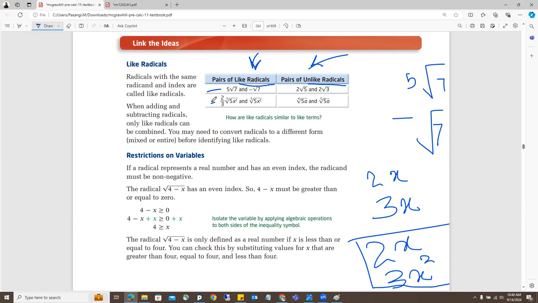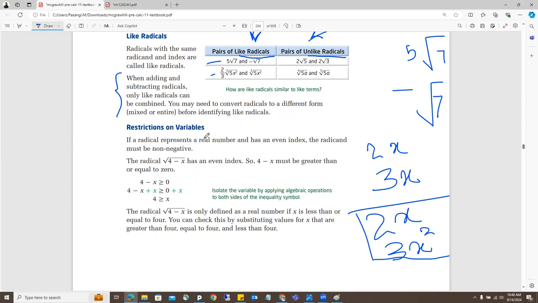So here, when adding and subtracting radicals, those radicals should be the same term. But if we have different radicals, if we have unlike radicals, we can't add or subtract. That's what they have mentioned here. Is it clear?